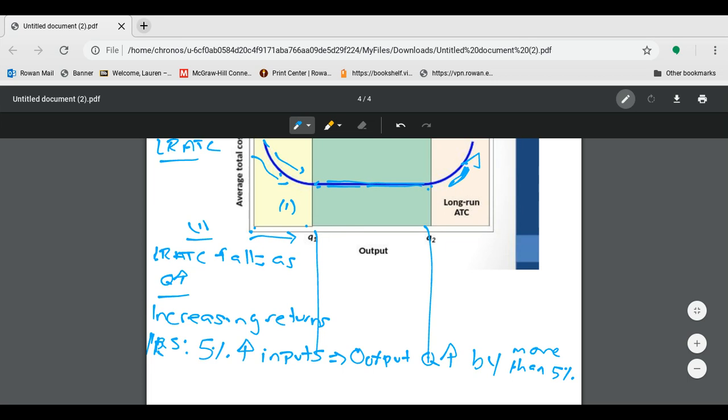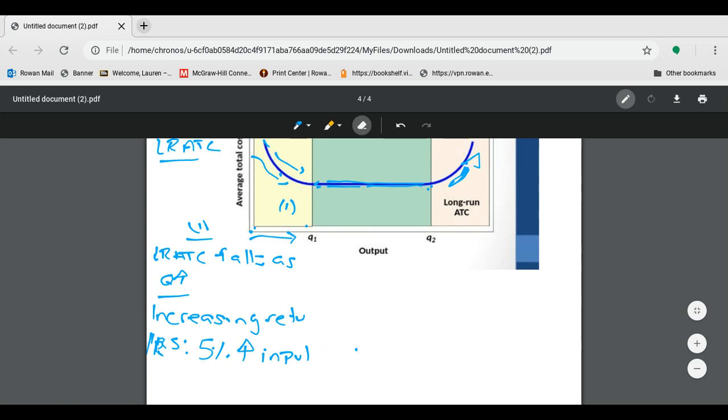So again, they happen at the same time, but economies of scale is looking at how average total cost changes, and increasing returns is looking at how output changes. All right, I'm going to erase some of this so they don't have room. But you can always pause the video if you need to see more.